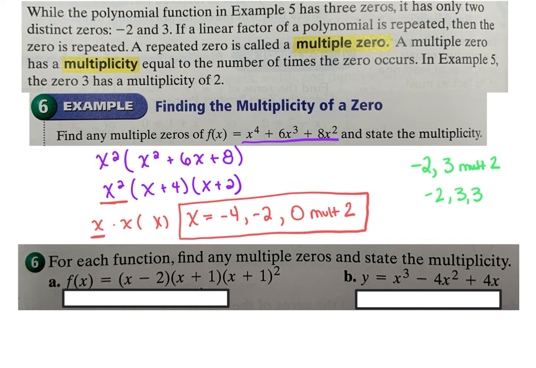This would be the same if you got x minus 2 as your factoring. You would have 2 with a multiplicity of 2. So anytime you have repeated factors, you're just going to list that 0 with a multiplicity of 2. Go ahead and do check understanding number 6.